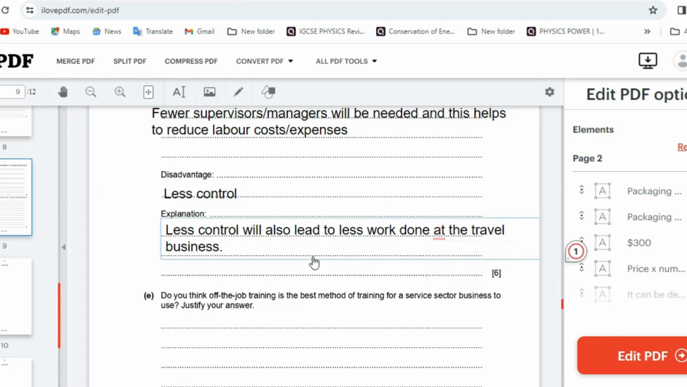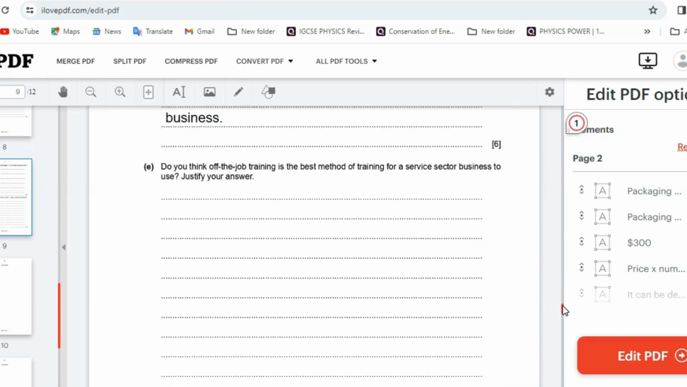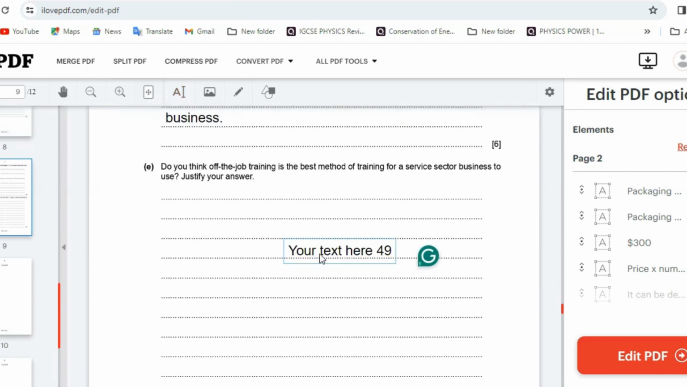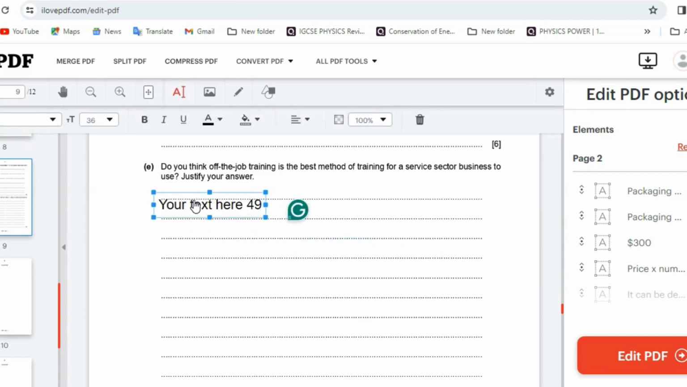Okay, now let's see the next question here, which is question 4E. Question 4E says, do you think off-the-job training is the best method of training for a service sector business to use? Justify your answer. Of course, we have off-the-job training, on-the-job training, and induction training. To justify our answer here, let's put little points based on off-the-job, on-the-job, and induction training.